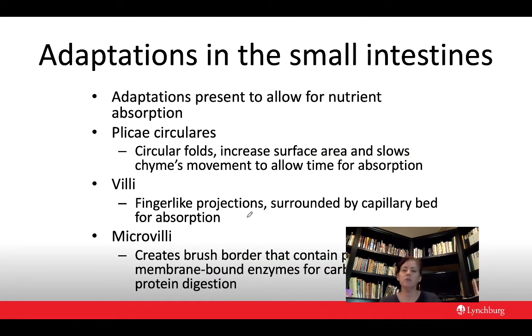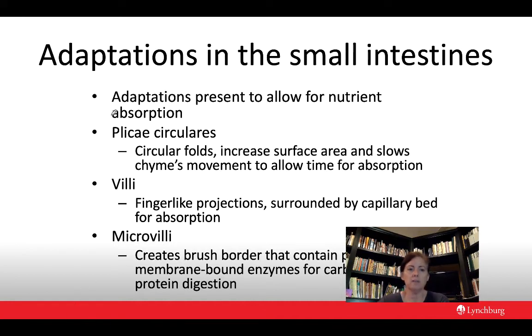Okay, there are a few adaptations present in the small intestines in order for them to do what they need to do. Their primary role is going to be nutrient absorption, so there are a few things going on to allow this process to happen.